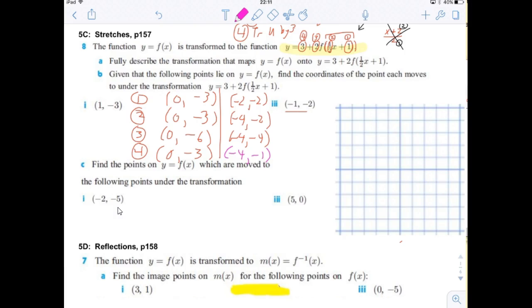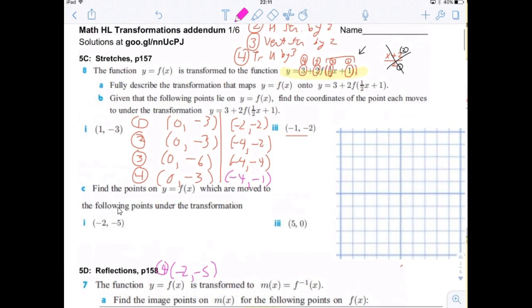Okay, so let's see. For -2, -5, we'll start with -2, -5 as the last step, right? And how did we get there? We did a translation up by 3. So to get to step 3, which is the previous step, we are going to do a translation down by 3. So that would be y equals -5 would go even lower. It would go to -8, right?